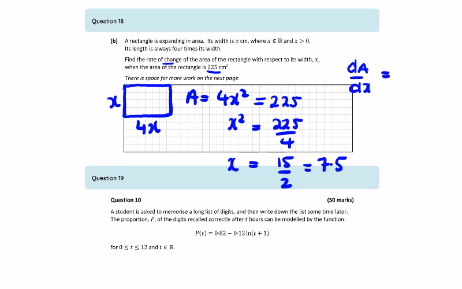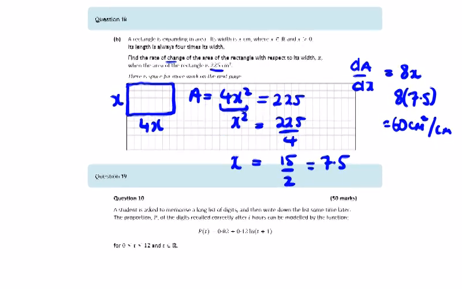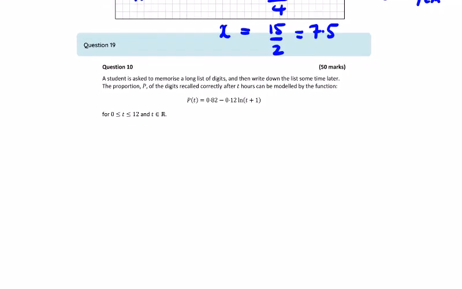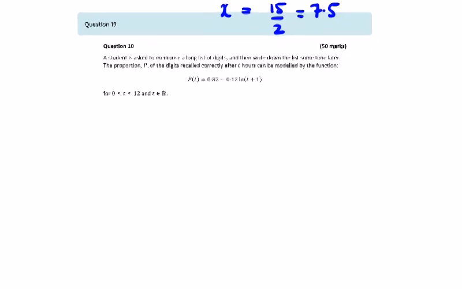Okay, so dA/dx is going to be equal to differentiating 4x squared. We're just going to get 8x. And if x is 7.5, we get 8 by 7.5, which is equal to 60 centimeters squared per centimeter. Nice easy question there.